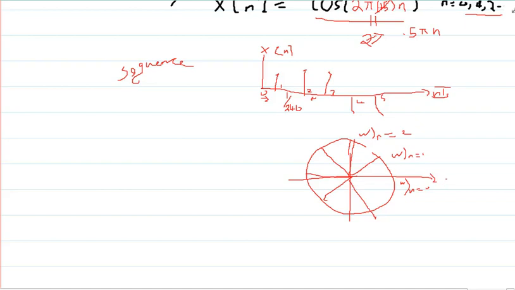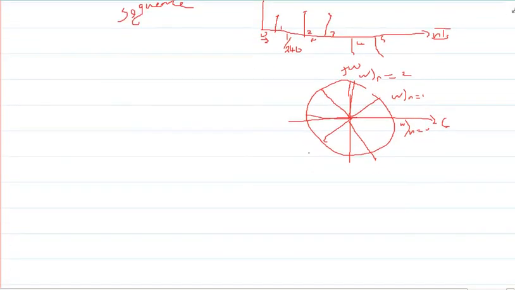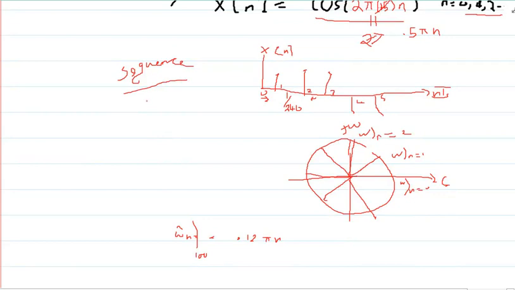For the second case, omega cap n at 1000 samples per second will be 0.12 pi n if you calculate it. Assign sequence. Okay, the homework is finished. Thank you. And the handout is attached.